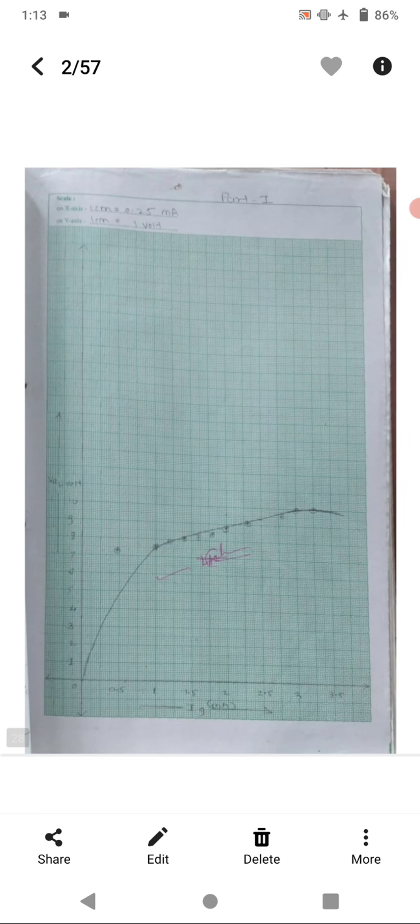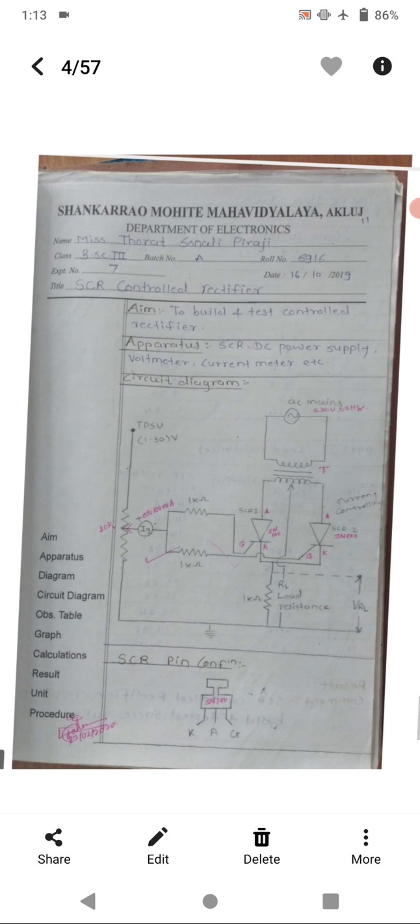In this way our experiment on the SCR controlled rectifier is explained and completed. I think you all got this experiment chart.